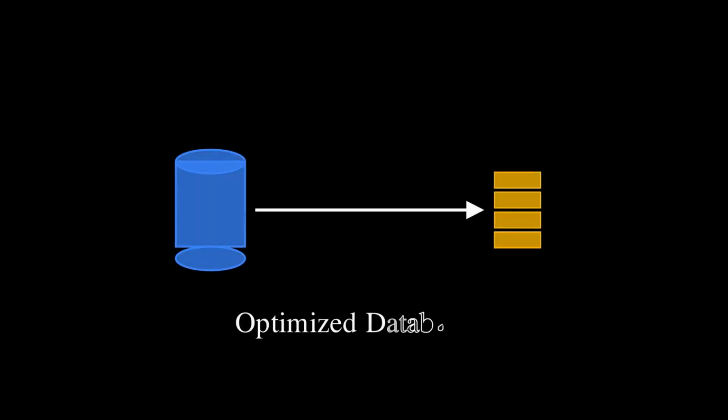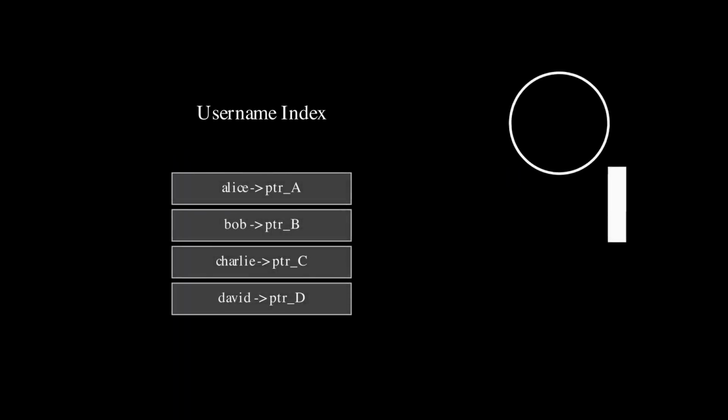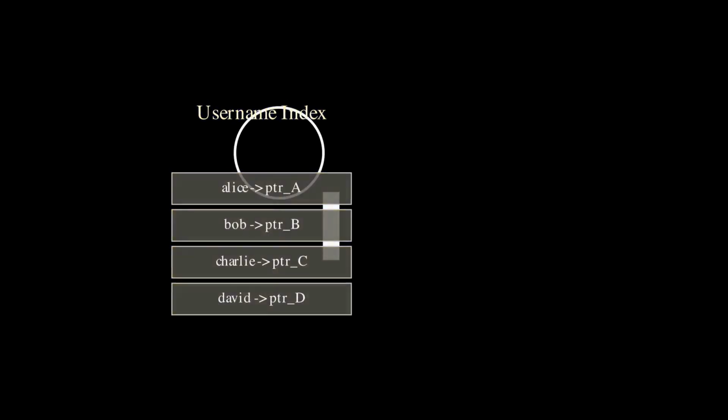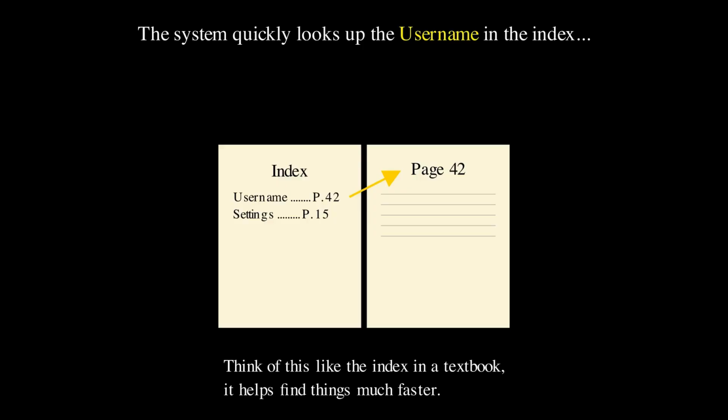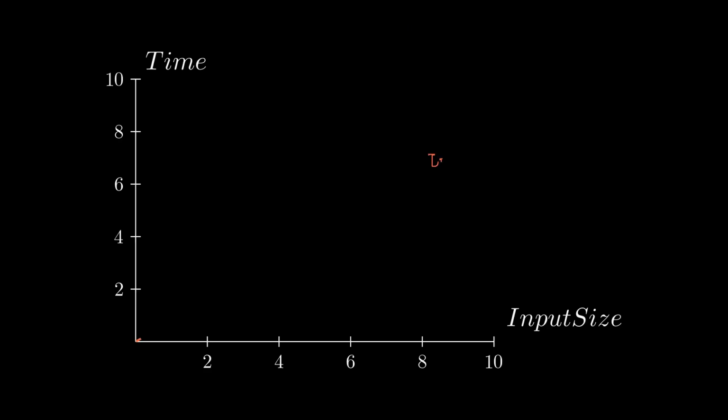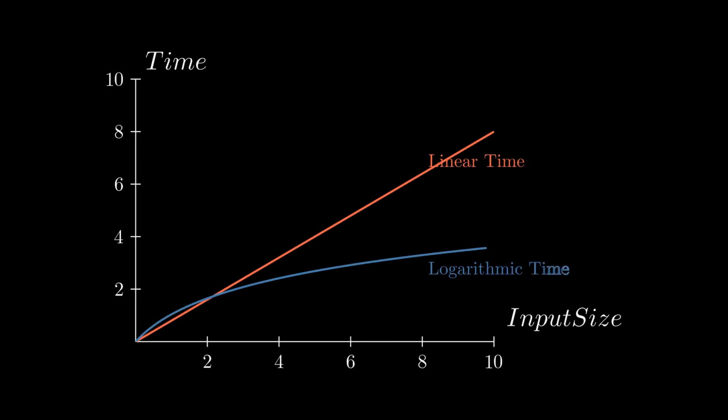Optimized databases and indexing are key components. Companies store usernames in efficient databases and create an index on the username column. Think of this like the index in a textbook. It helps find things much faster. The database uses the index to jump almost directly to the username, drastically reducing search time.